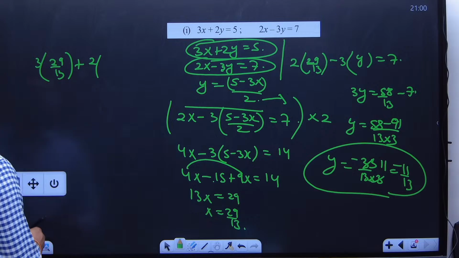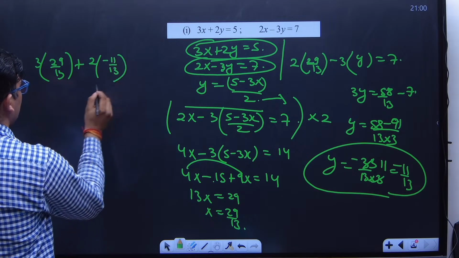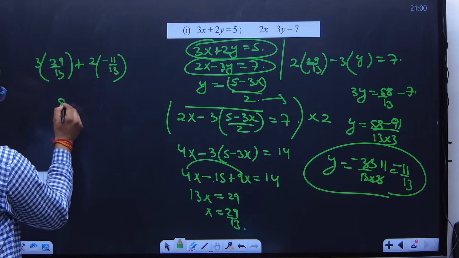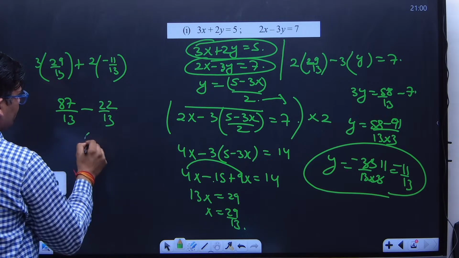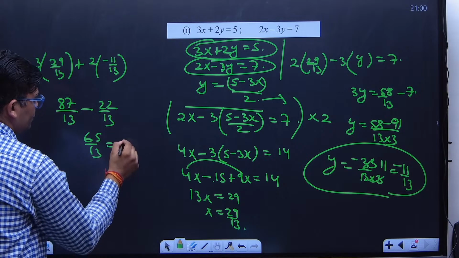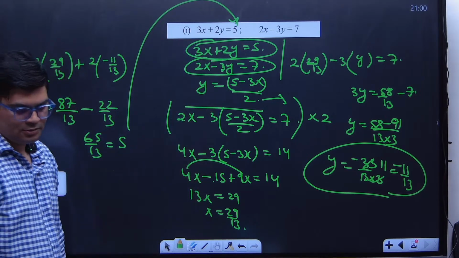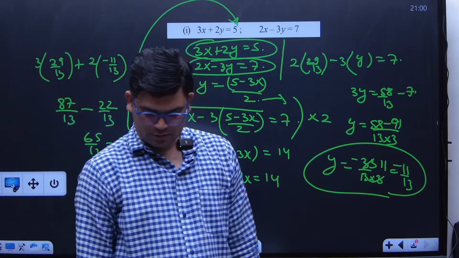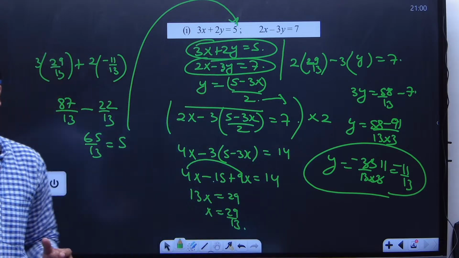Okay. So if I write minus 11 by 13 in the bracket, and let us solve this. So this is going to be 87 by 13 minus 22 by 13, which is 65 by 13, which is equal to 5, which is RHS.